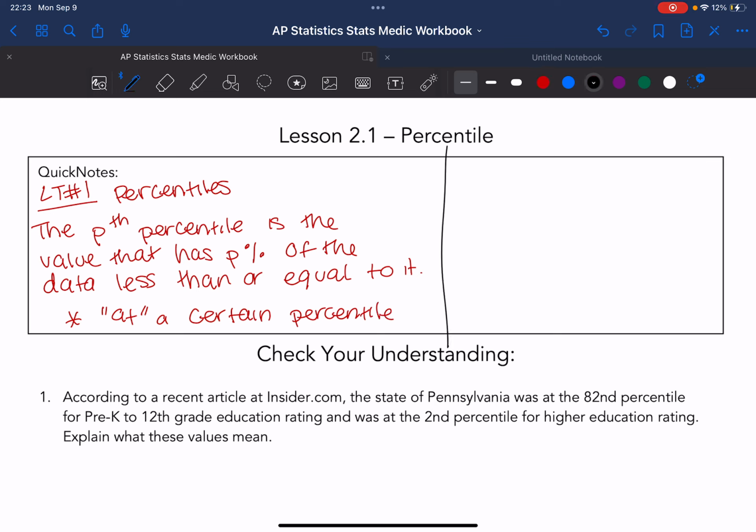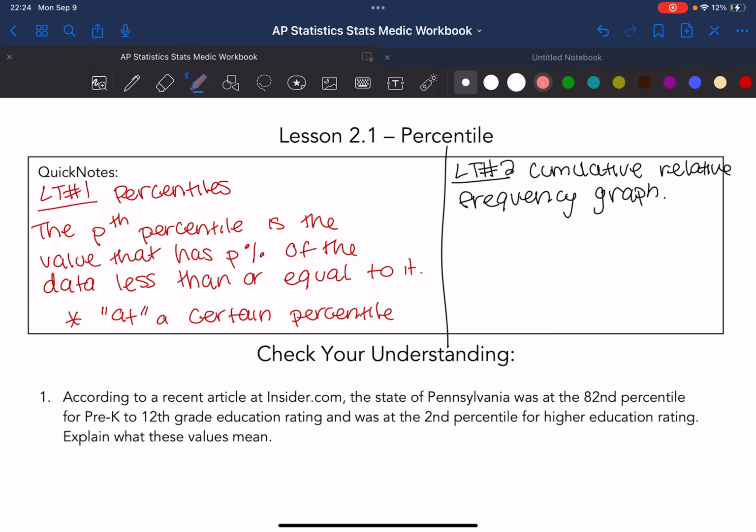Okay. The next learning target, you guys learned about a cumulative relative frequency graph. Okay. This whole thing right here is that cumulative relative frequency is another way of saying percentile. So we did a percentile graph.